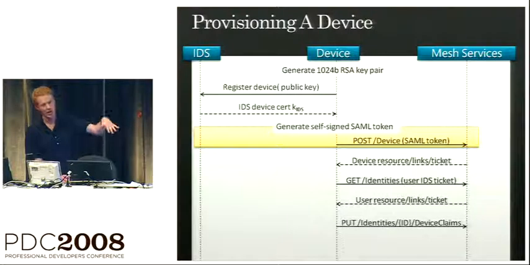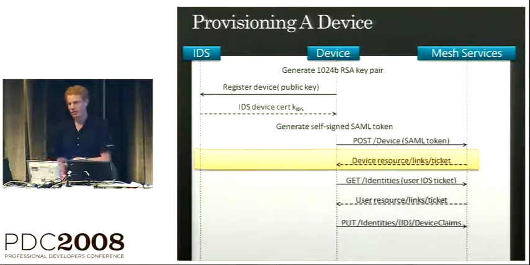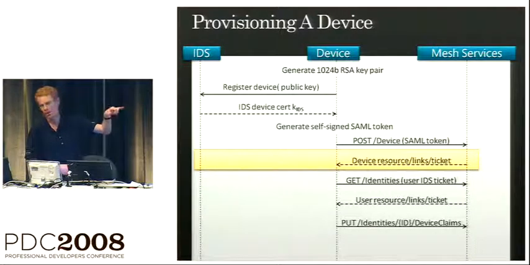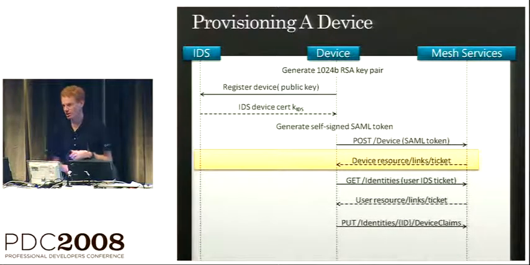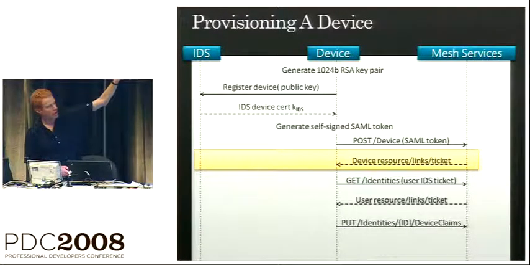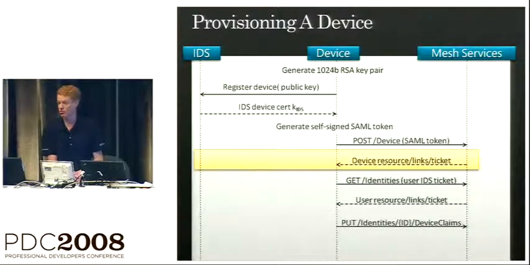So we post into the directory and say, hey, create me a device resource. The directory comes back and says, hey, you got it. Here's a reference for you in the future to get back to your device resource. It'll be something like /device/ some string of numbers and letters. And it returns some handy links and tickets for further authorization. We'll talk about that in the next slide. At that point, we have a device resource in the mesh, and we know how to authenticate. That's a good first step.